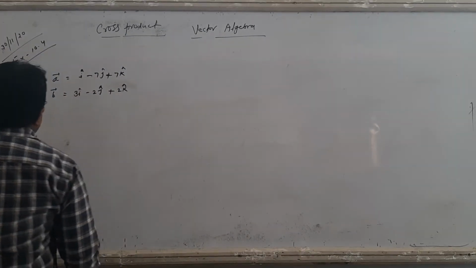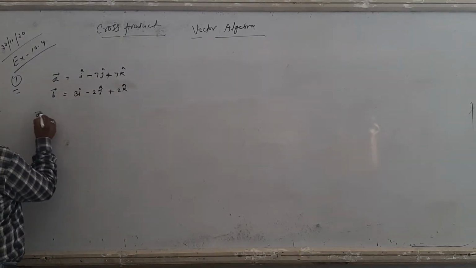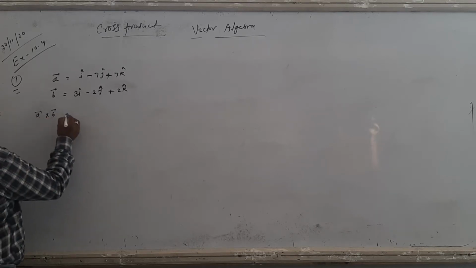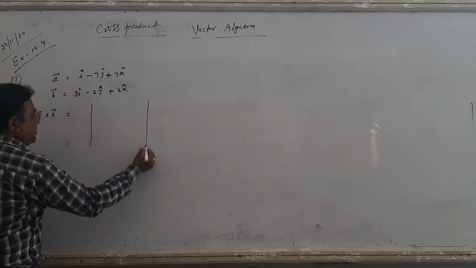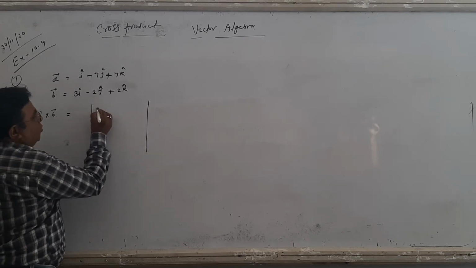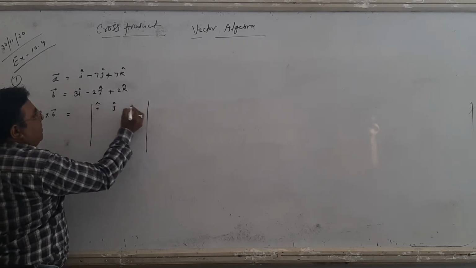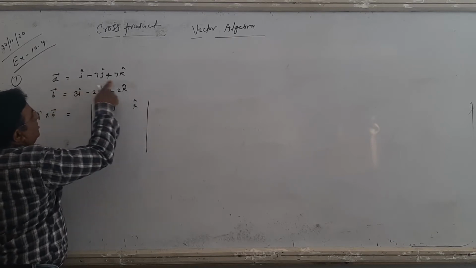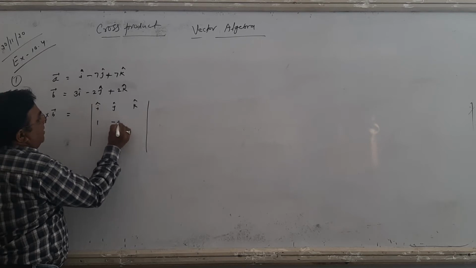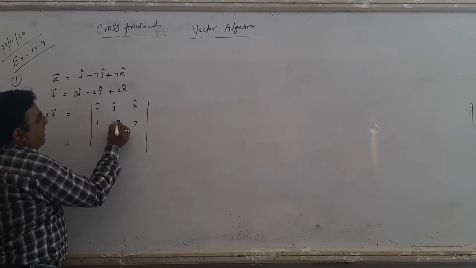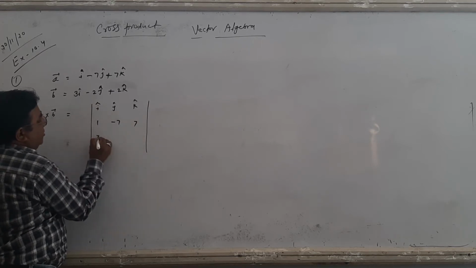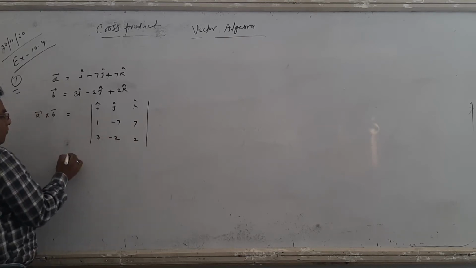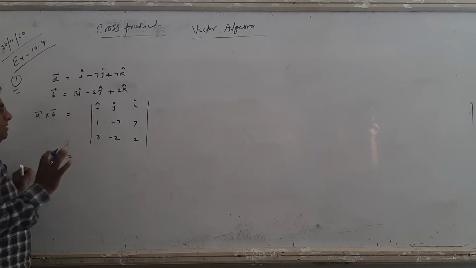So students, first thing, find A cross B. Students, we have found the dot product. Now the cross product of two vectors is found using a determinant. It's a very simple determinant. The first row is i cap, j cap and k cap. The second row is the coefficients of vector A: 1, minus 7, 7. And the third row is vector B: 3, minus 2 and 2. Now expanding along the first row, we solve the determinant.